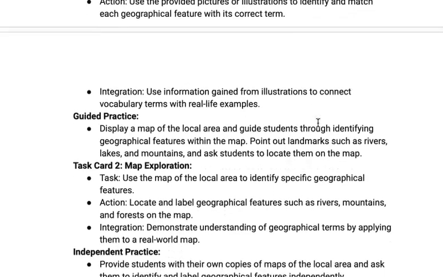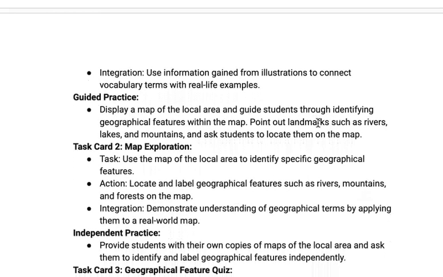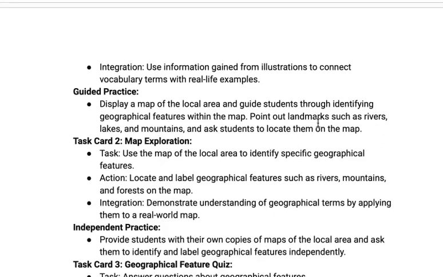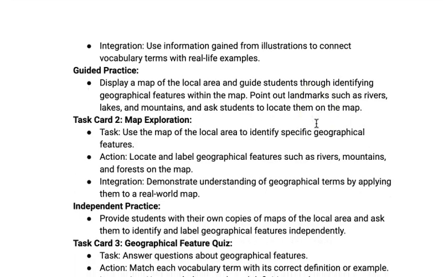real-life examples. For the guided practice, we will display a map of the local area and guide students through identifying geographical features within the map, point out landmarks such as rivers, lakes, and mountains, and ask students to locate them on the map.